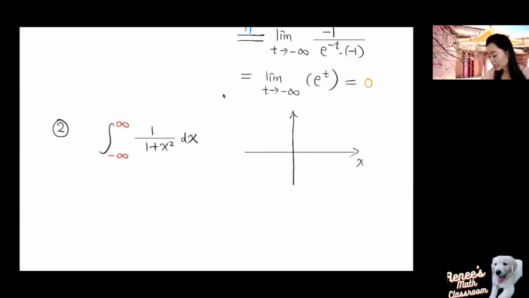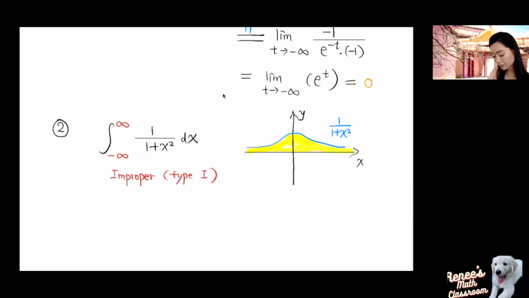Just to help you visualize it, I'm going to graph the function. The function over here looks like this. This is 1 over 1 plus x squared. This is how the graph looks. It's an even function. So basically, this just tells you to find the area under this curve, from negative infinity to infinity. That corresponds to this integral, which is an improper integral, and it is type 1.